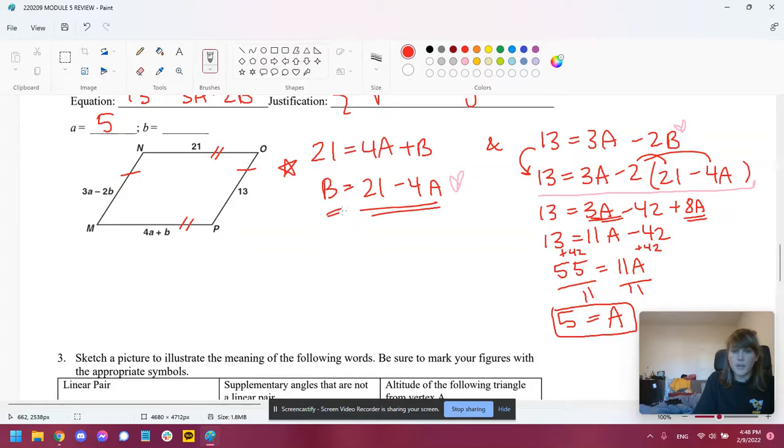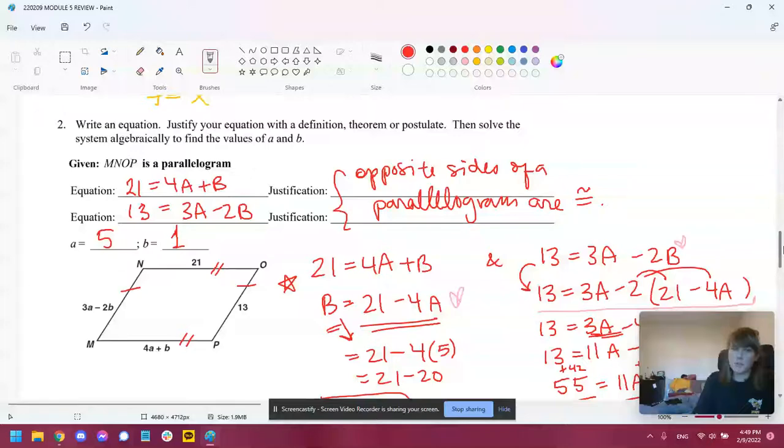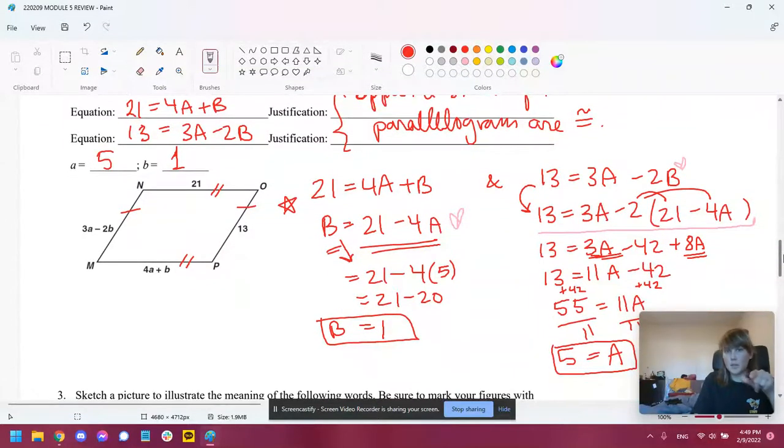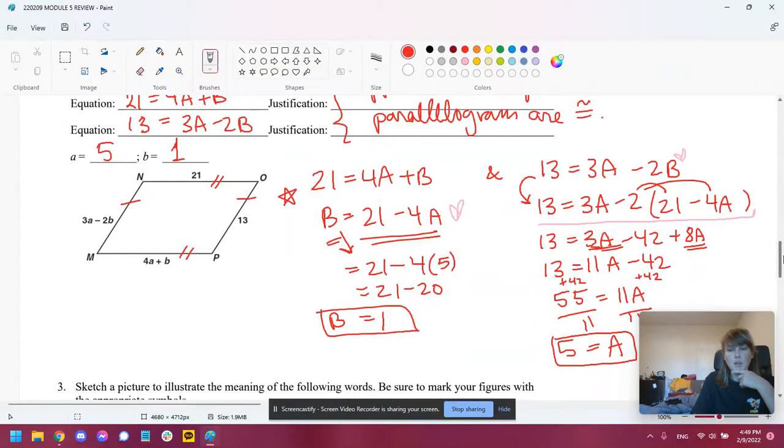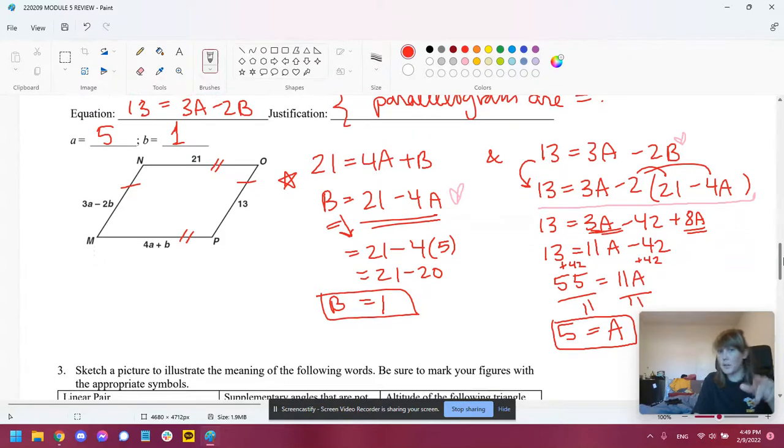Now that I know that a equals 5, I can plug that in here and get that b equals 1. This is how I'd solve this. This is called system of equations, and specifically this method is called substitution. You can also do elimination, which I like better, but y'all tend to like substitution better. So if you want to learn elimination, tell me.